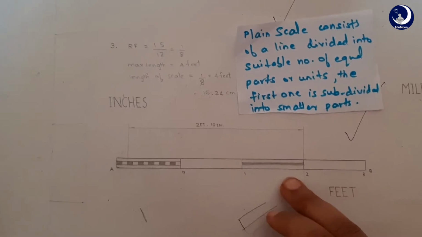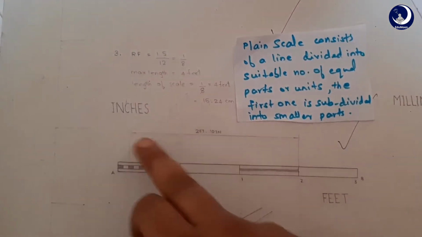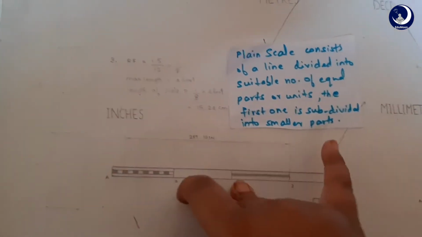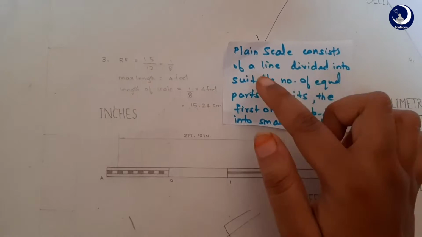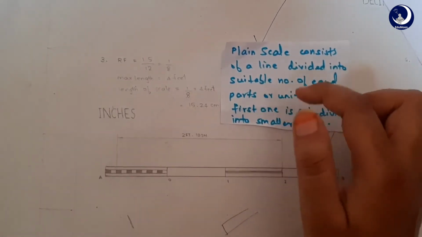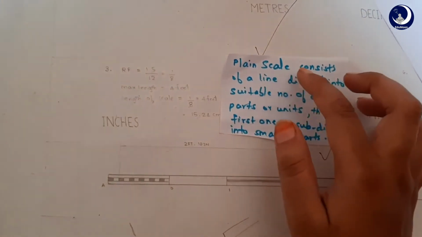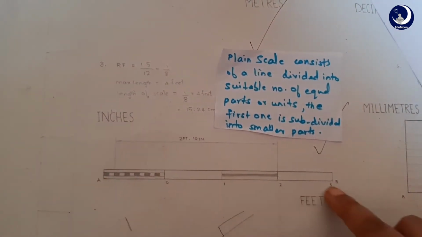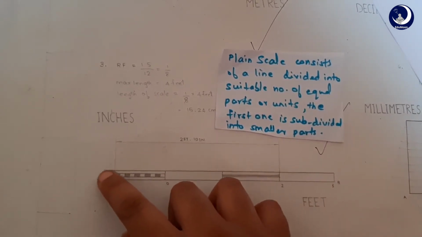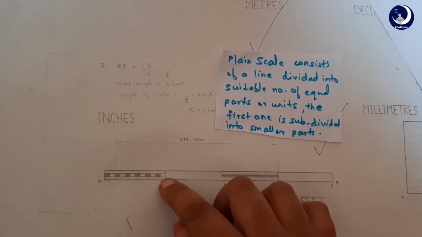This is an example of a plane scale. Don't worry about these calculations and everything, we will discuss how to draw this. But let us just compare with the definition. The plane scale consists of a line divided into a suitable number of equal parts. Although the definition says a plane scale consists of a line, here we do not take a line, instead we take a rectangle of a small width because we need to represent dimensions within it.